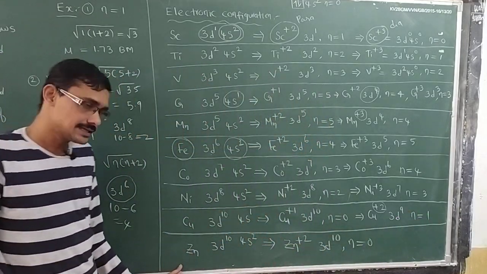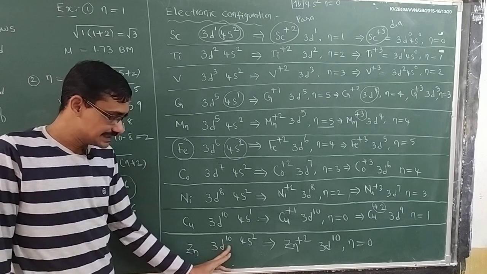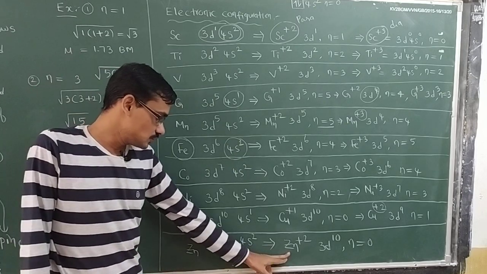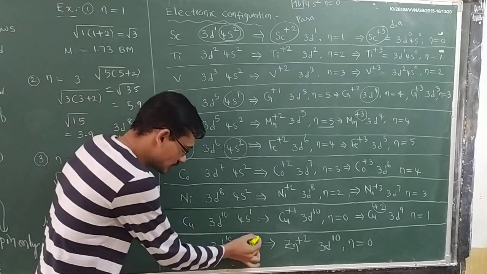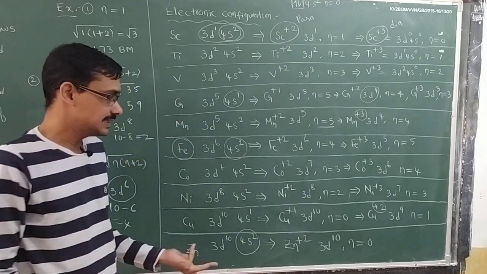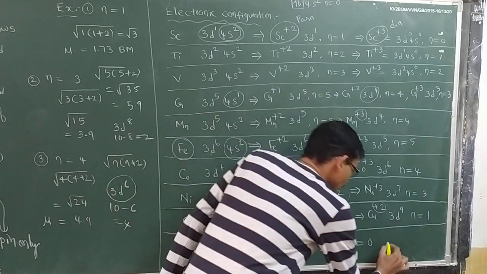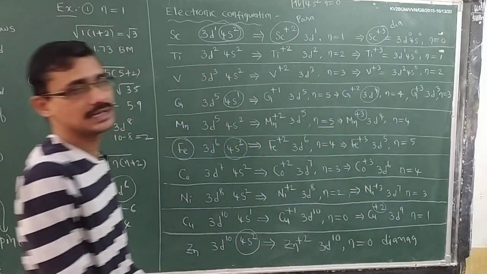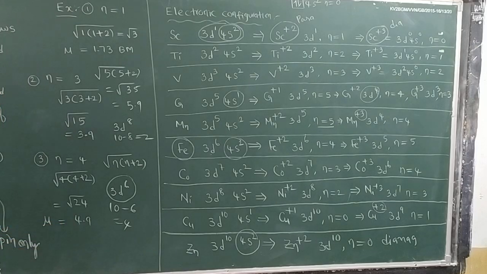Finally, zinc: 3d10 4s2 does not have any unpaired electron. Next, zinc plus 2, after losing the 4s2 electrons, you are getting 3d10. 3d10, n is equal to 0. This will be diamagnetic in nature, because there are no unpaired electrons. So this is about the magnetic moments. First we need to remove electrons from the 4s orbital, then from the 3d orbital.